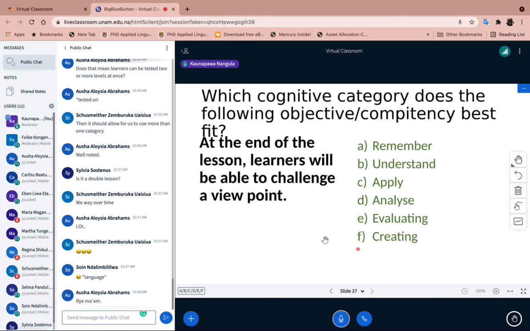All right, that's all. We have come to the end of our Bloom's taxonomy. It's something to really think about when you are teaching, for better and more effective lesson presentation. All right. Thank you so much.